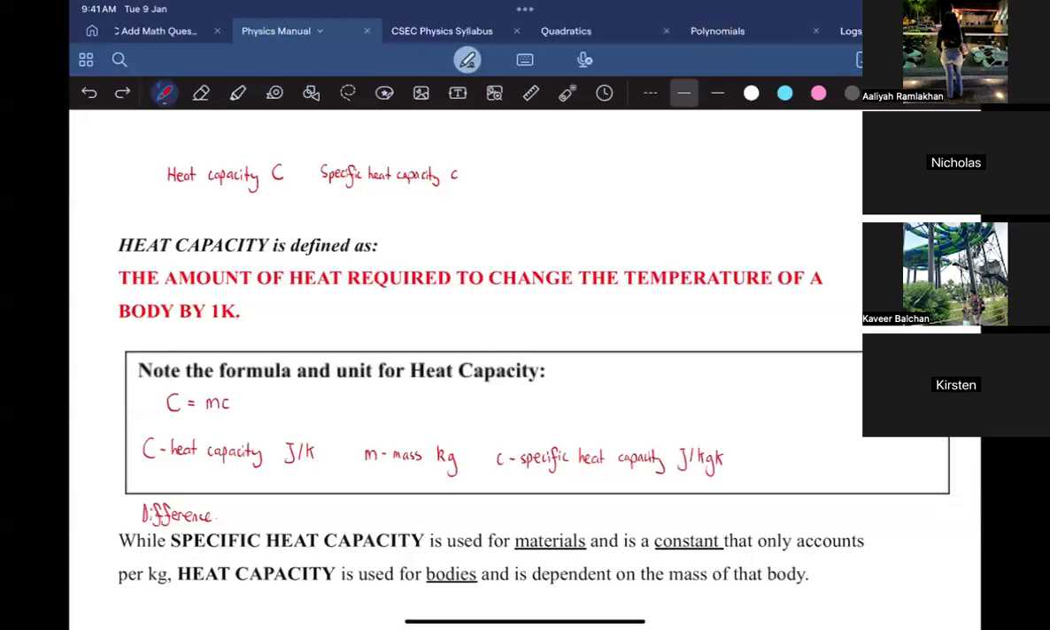Right. You have it down there? Yeah. Right. So the difference, they could ask this. While specific heat capacity is used for materials and is a constant that only accounts per kg, heat capacity is used for bodies and is dependent on the mass of that body. So like we would use heat capacity for us, right?